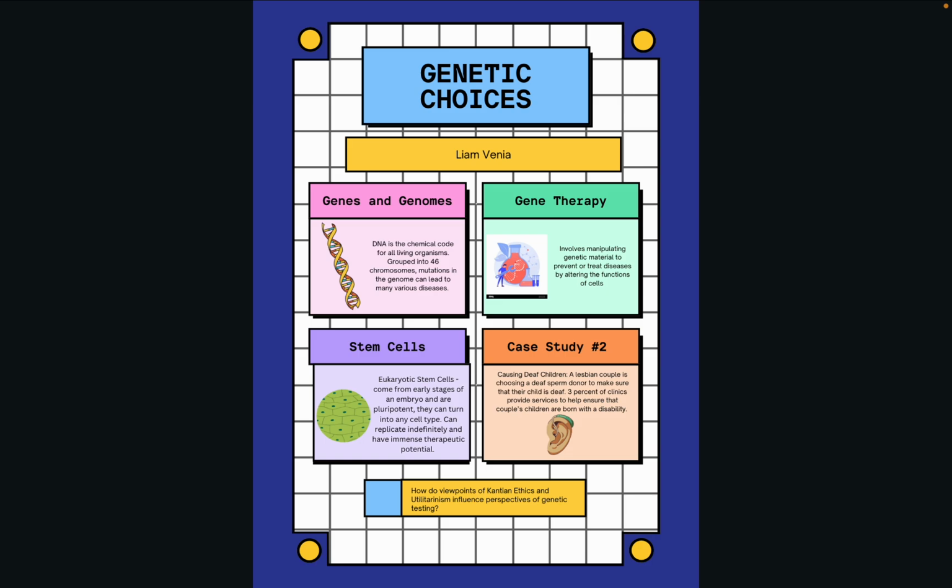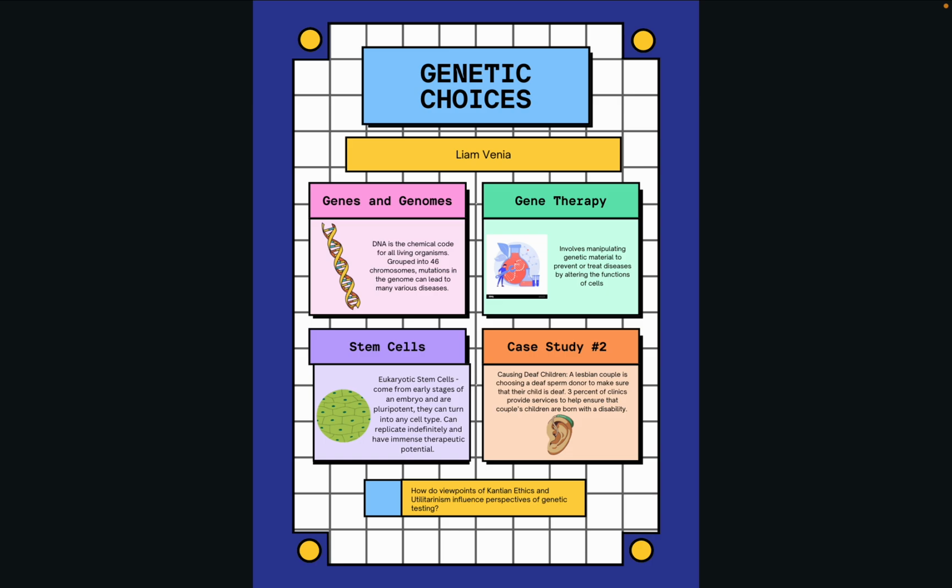So within utilitarianism and Kantian ethics, and their viewpoints of genetic choices, utilitarianism evaluates actions based on their consequences, and it aims to maximize overall happiness. So within gene choices and therapies, it supports gene editing and stem cell research if they can prevent diseases and improve quality of life. However, this raises some questions about the risks, such as unintended consequences, people having access to this due to social inequalities, and the ethical implications of creating these sort of designer babies that are perfect.